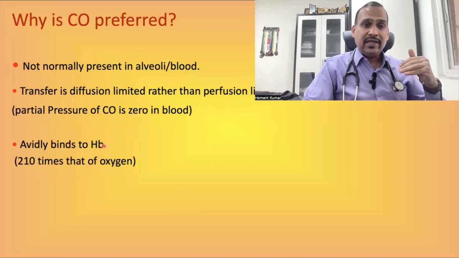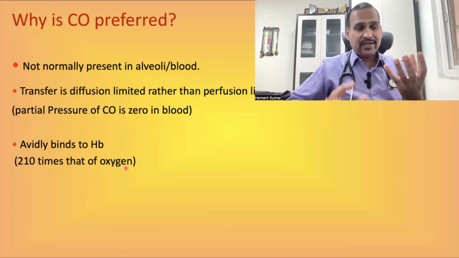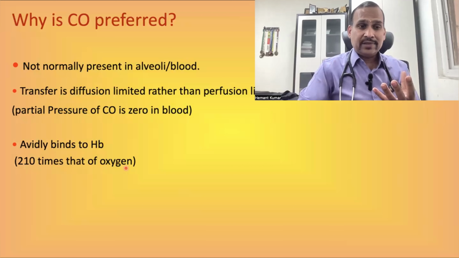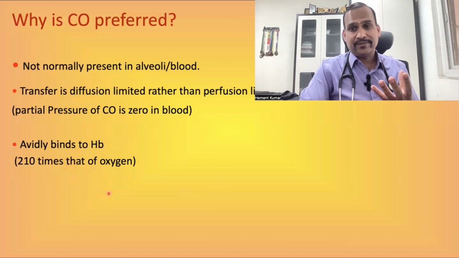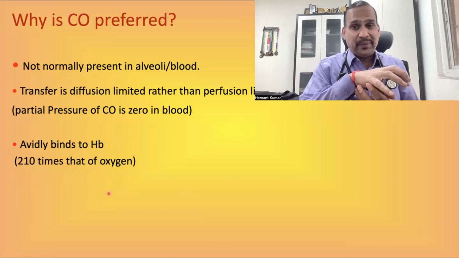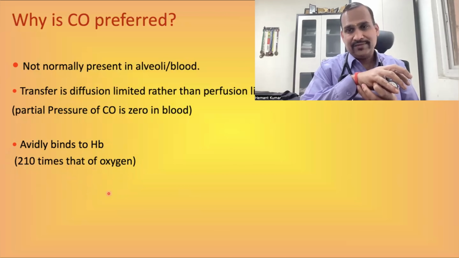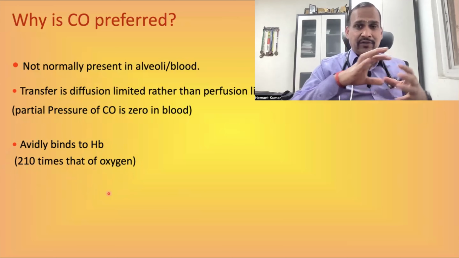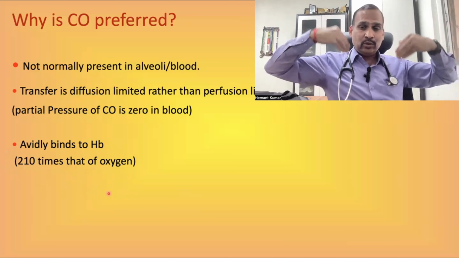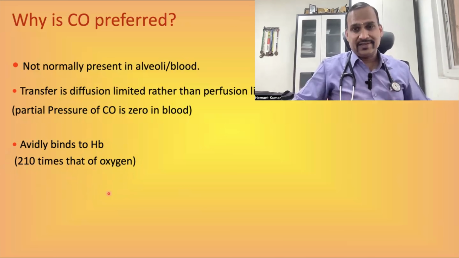Another thing is it binds hemoglobin with 210 times the affinity of oxygen. If both gases are there, oxygen and carbon monoxide, carbon monoxide has 210 times more affinity for hemoglobin. If two gases are there, carbon monoxide will bind to hemoglobin very rapidly compared to oxygen. Okay. So whatever carbon monoxide we inhale, it will go directly to hemoglobin without any hindrance.